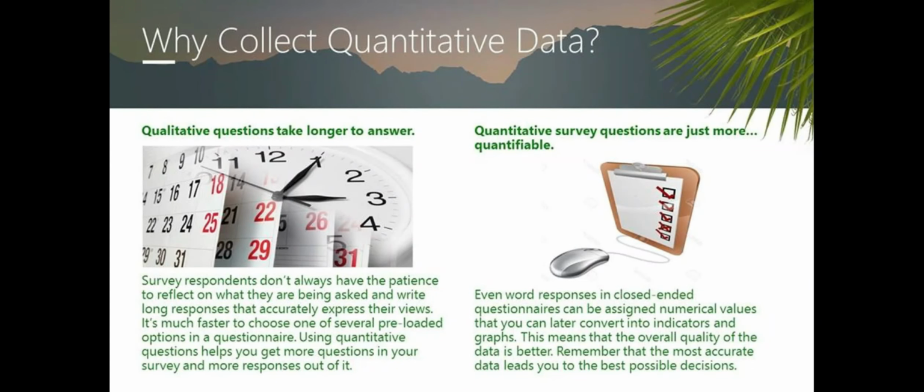Qualitative questions usually take longer to answer, and sometimes our respondents would be lazy to answer open-ended survey questions. It would be hard for them to write down, especially those who are not good at writing. With this one, they can just choose their answers. Now, quantitative survey questions are, from the word itself, very quantifiable. We can turn them into numbers for easy understanding.